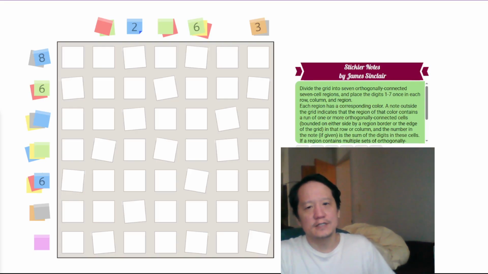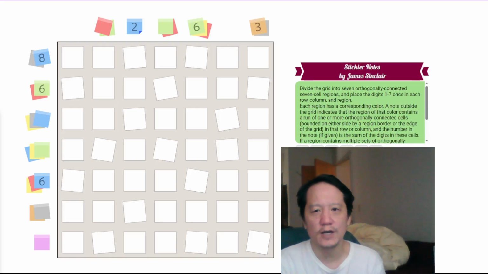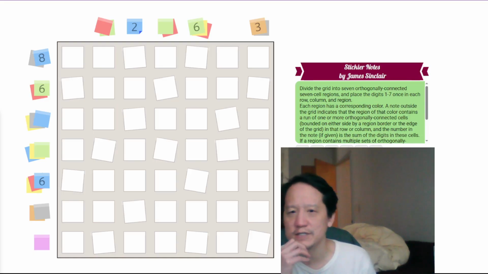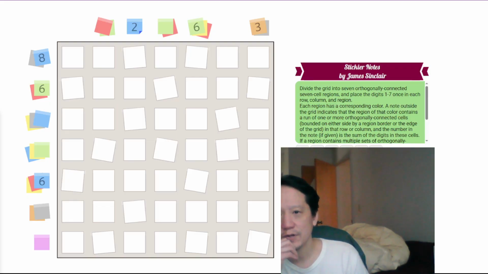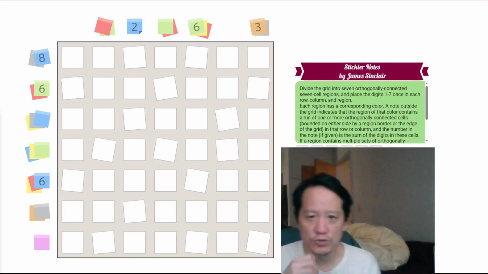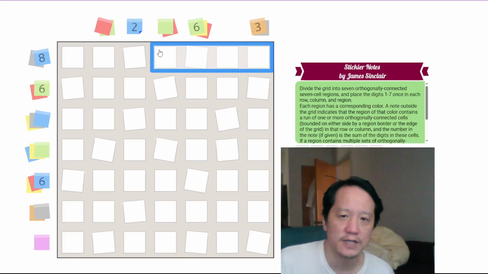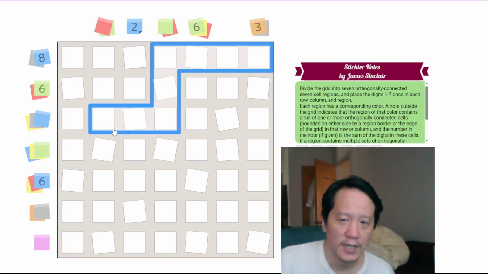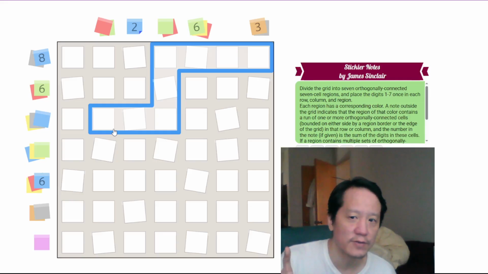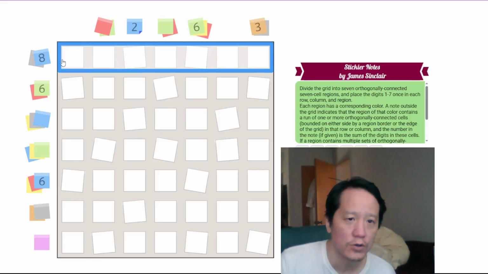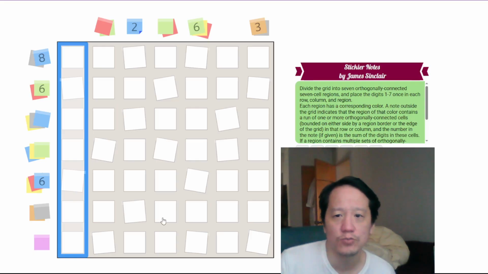Anyways, let's get to the rules. This is by James Sinclair. Don't know if I said that. We need to divide the grid into 7 orthogonally connected 7-cell regions and place the digits 1 through 7 once in each row, column, and region.